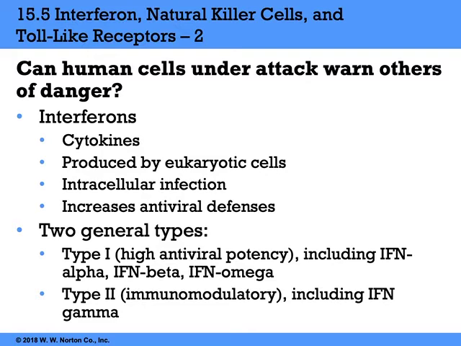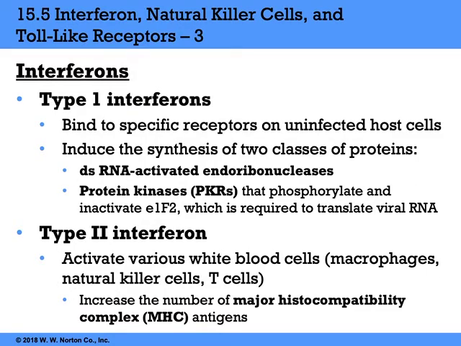Okay. Examples include type 1, which are high antiviral potency interferons, including IFN alpha, beta, and omega, and then type 2, which are immunomodulatory, which include IFN gamma. Okay. Type 1 interferons bind specific receptors on uninfected hosts and induce the production of double-stranded activated endoribonucleases. An example is a protein called dicer. Okay. Protein kinases are also induced, which phosphorylate and activate eIF2, which is required to translate viral RNA.